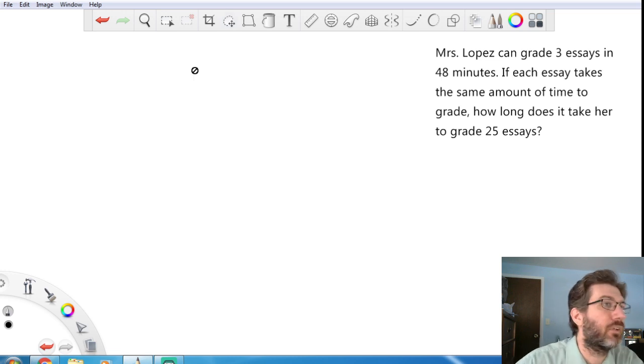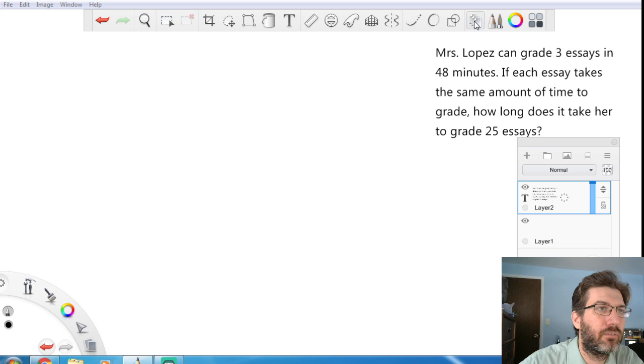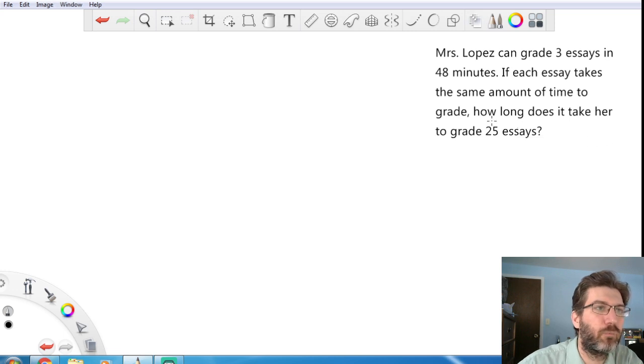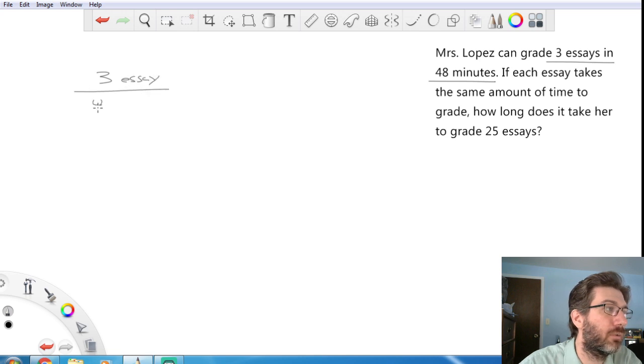All right, looking at number 5, still in the text layer. Mr. Lopez can grade 3 essays in 45 minutes. If each essay takes the same amount of time to grade, how long does it take her to grade 25 essays? So here our first ratio is 3 essays in 45 minutes. So 3 represents essays, and 45 represents minutes. So you know your second fraction has to have minutes down here and essays up here.